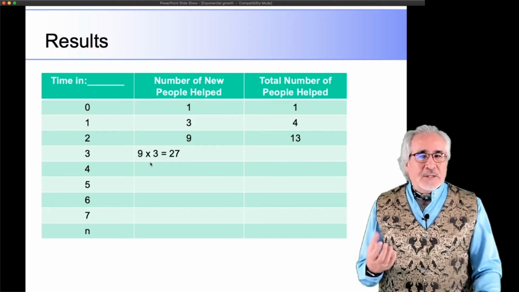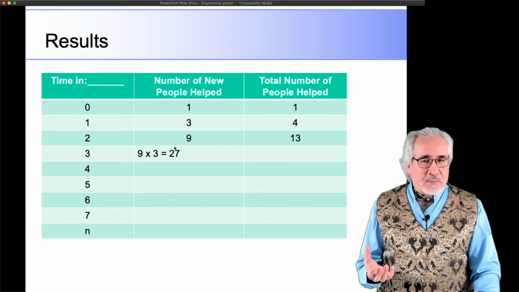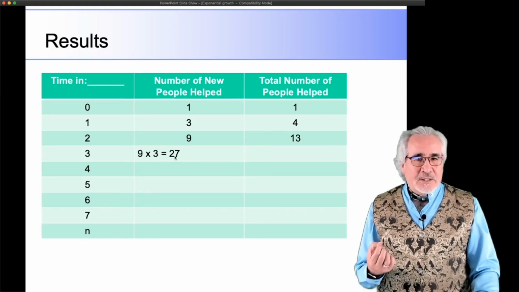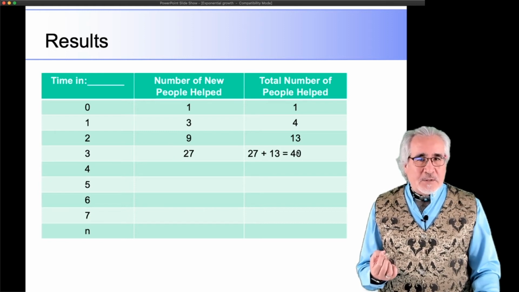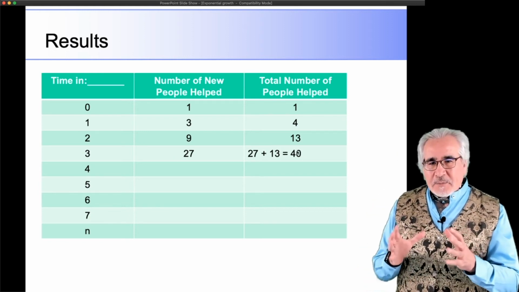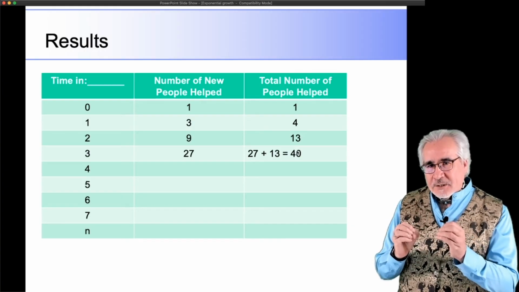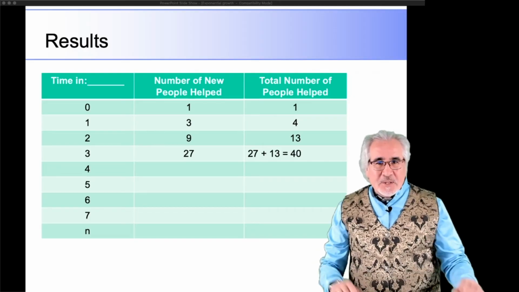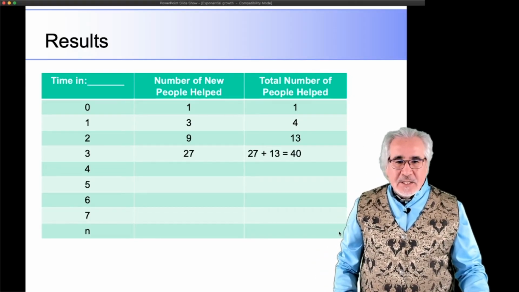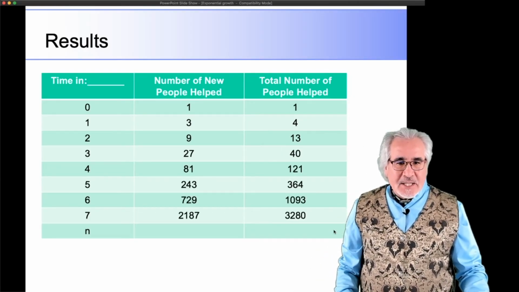Next round. Those 9 people helped 3 more each. 3 times 9 is 27. And then 27 plus 13, 40 people have been helped. So at this time, if you could pause the video. Welcome back. So hopefully you've completed the table now, and it should look something like this.